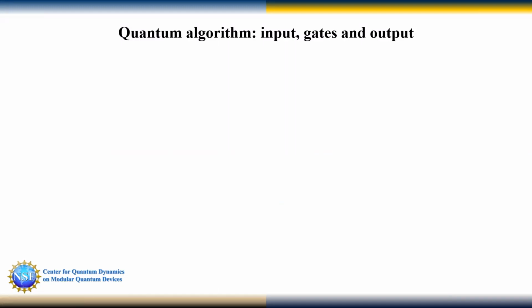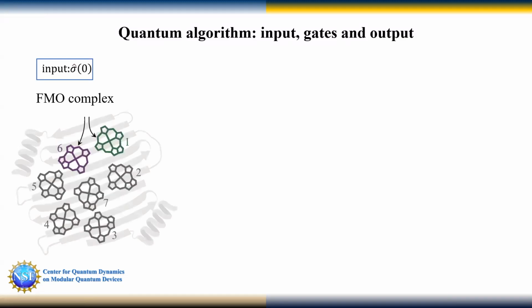Next, let's talk about the quantum algorithms. For our case, the input state usually describes the initial state of a system. For example, for an FMO complex, which has 7 sites, we usually pick sites number 1 and 6 as our initial state.